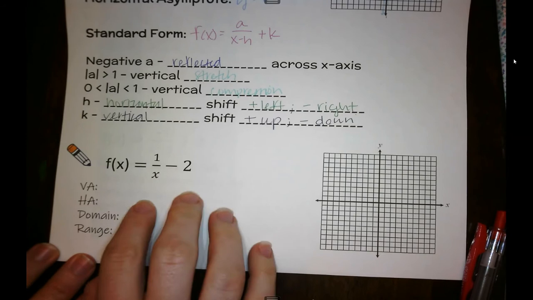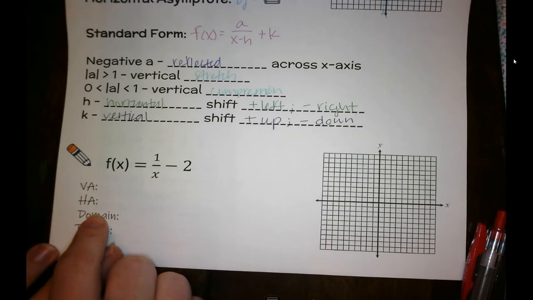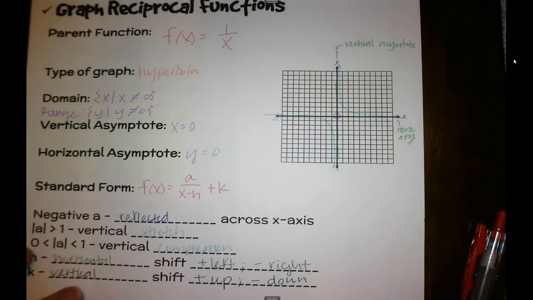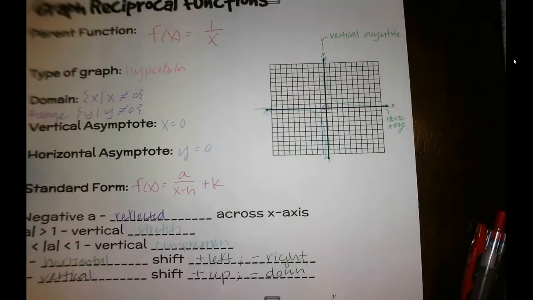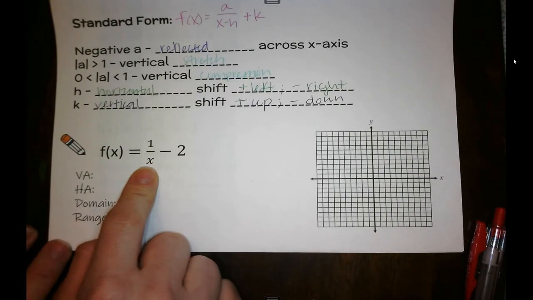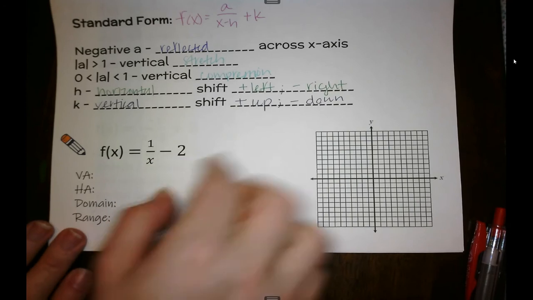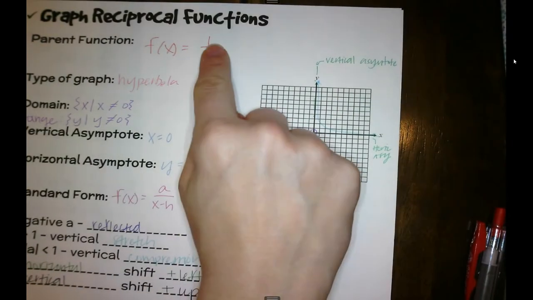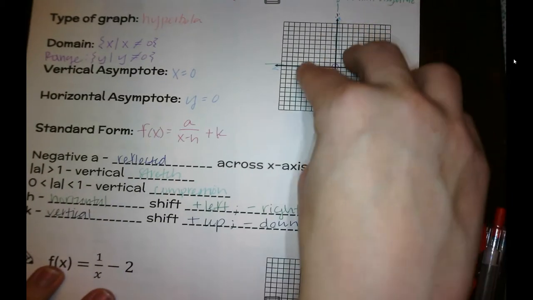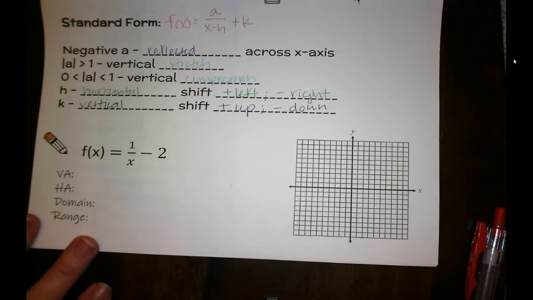For this one, we're just going to look at where the vertical and horizontal asymptotes are, domain and range. And then when we get to these other examples, we'll actually list out these kinds of transformations. So we've got f of x equals 1 over x minus 2. We can already tell we've got the parent function minus 2. So we're just going to take this parent function and scoot it down 2. We're going to do nothing else besides scooting it down 2.